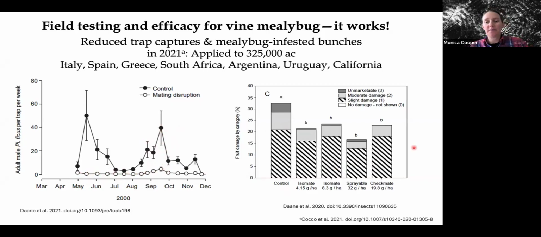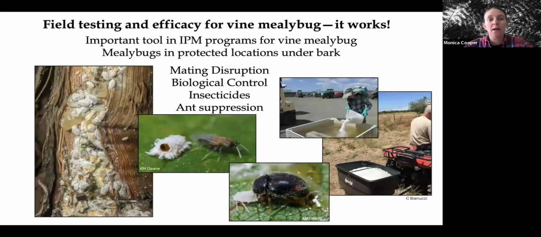bunches. And there was an article that was published in 2021 suggesting that mating disruption was applied across about 325,000 acres in that growing season. And it's been used in Europe, South Africa, South America, and also North America and California. This is for vine mealybugs specifically. And it has been a very important part of the integrated pest management program that we have for vine mealybug.